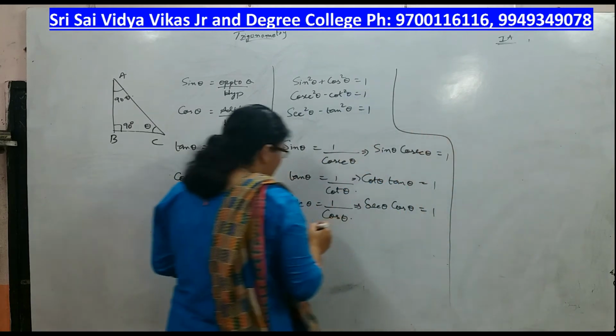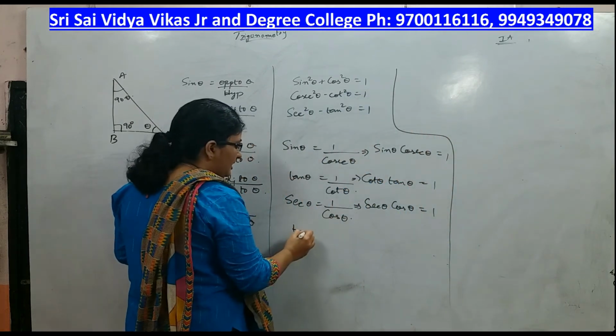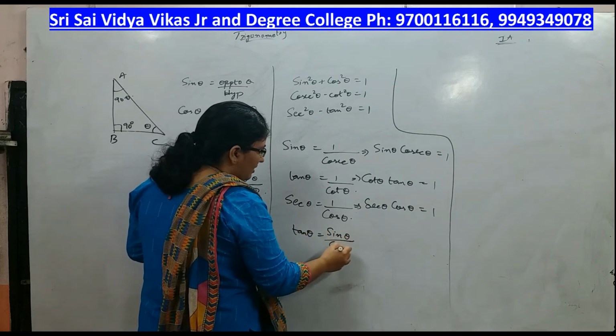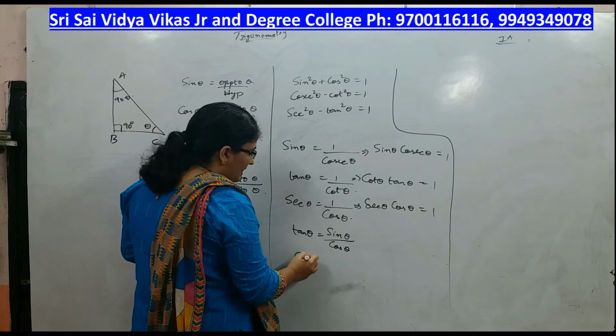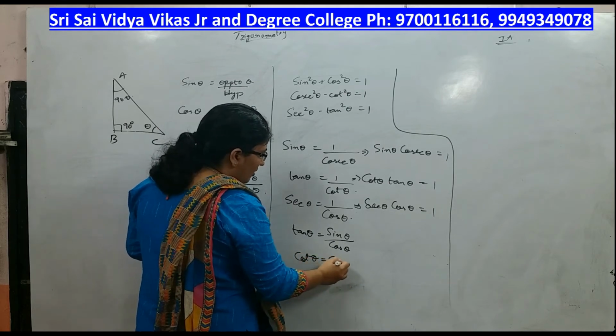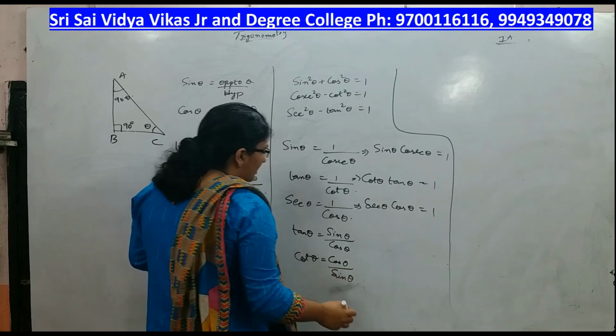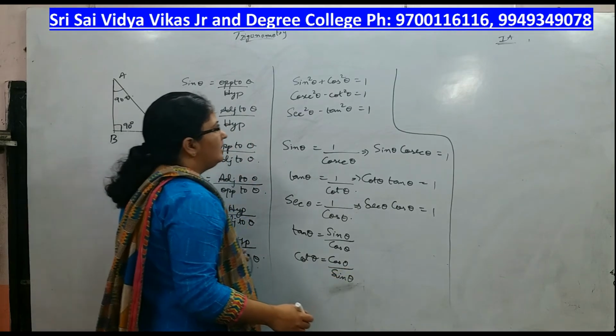You have tan theta is equal to sin theta by cos theta, cot theta is equal to cos theta by sin theta. This is what you have.